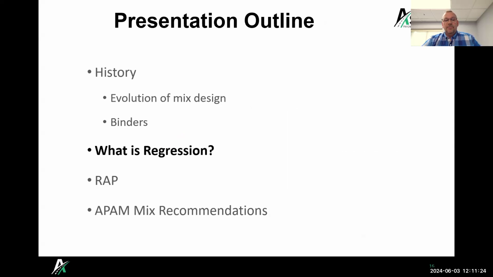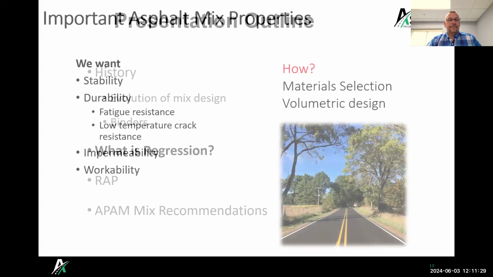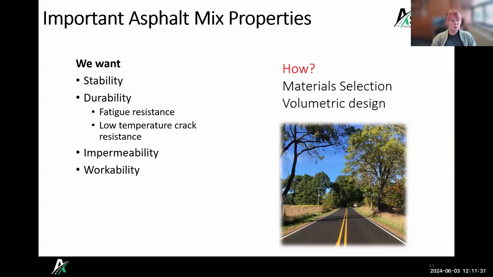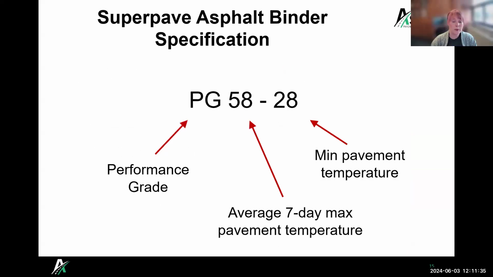Next, I want to talk a little bit about what is regression. Jack, I've got a question for you. Just back on the Superpave binder specification and just the Superpave mixes in general, are those, like the EL or the PG 58-28, unique to Michigan, or are those universal?